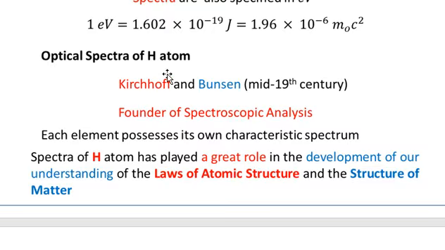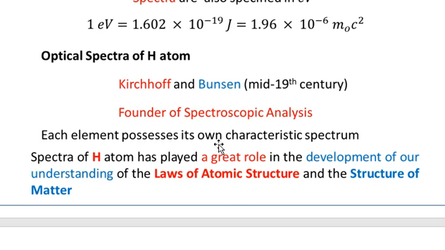Now, the optical spectra of the hydrogen atom. Atomic physics evolved from the study of the spectrum of the hydrogen atom. So a very fundamental and very important spectrum is the spectrum of the hydrogen atom. Here, hydrogen means atomic hydrogen. This was first reported by Kirchhoff and Bunsen in the middle of the 19th century. These two, Kirchhoff and Bunsen, are also regarded as the founders of spectroscopic analysis.